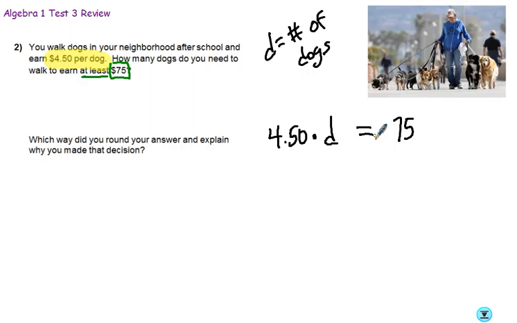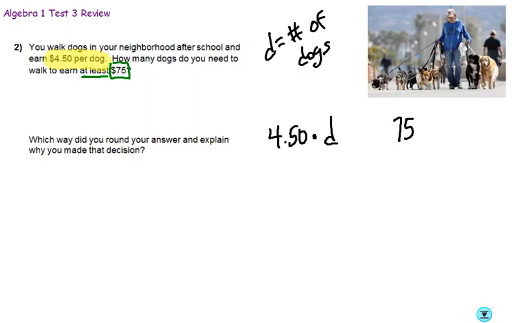Now, if I said equals 75, what I'm saying is that I want exactly $75. Well, anytime we make money, we'll always take more. So when I say at least 75, I'm not saying that I want exactly 75. I'm saying that's the least amount of money I'll take. But if we could get more, then let's get more. So it's not going to be an equals. Again, just similar to the last one.